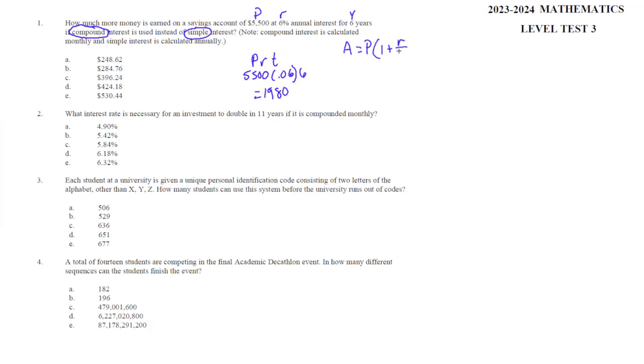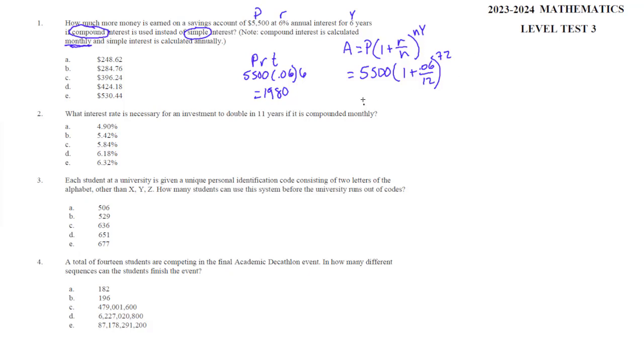Now, if we do the other one, the formula for compound interest is the principal times 1 plus R over N. And in this case, you'll notice compound interest is calculated monthly is what they've given us. So that's a 12. And then N times Y up here, so that would mean 72. So we would have 5,500 times 1 plus 0.06 over 12 raised to the 72nd power. And that would give us our total amount.